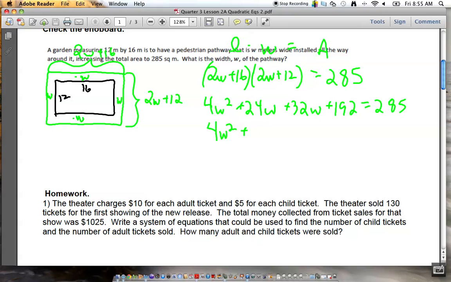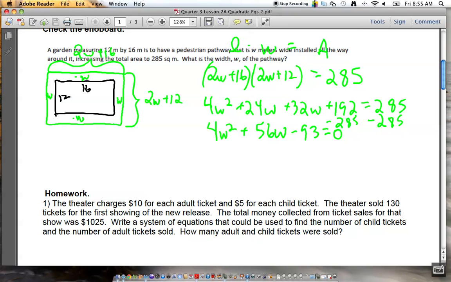4W squared plus 56W. Now, I'm going to subtract the 285. Why? Because I've got to get it all on one side: minus 93 equals 0. This is how I approached it. What's the problem now? What do you wish there was that there's not? I wish there was a common factor of 4.